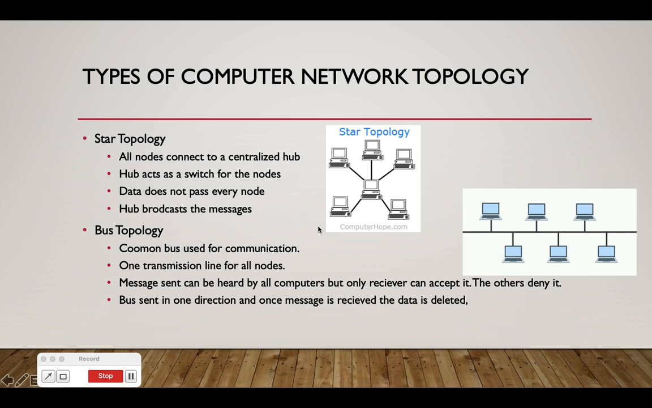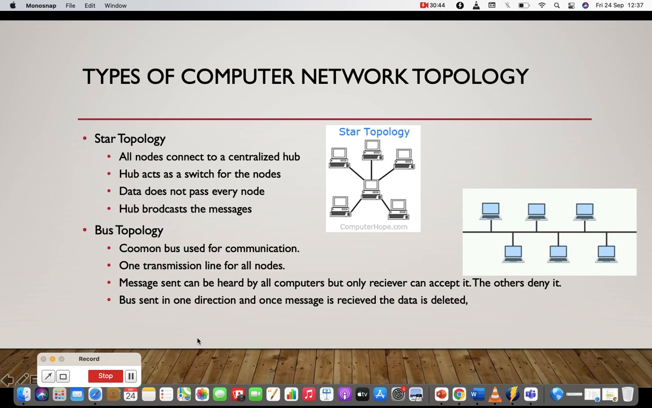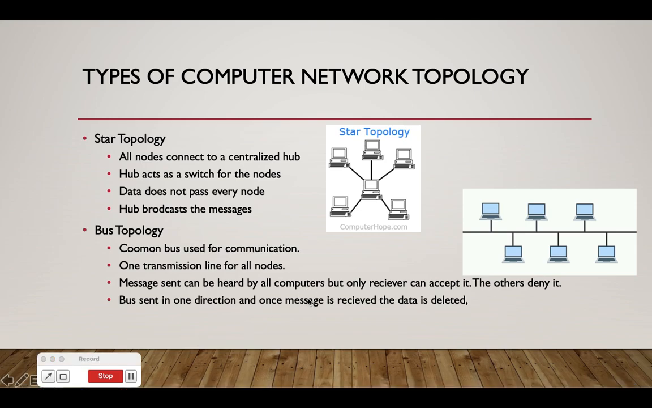Next, we have bus topology. There's a common bus used for communication and one transmission line for all the nodes. The message sent can be heard by all the computers, but only the receiver can accept it. So all the other computers deny it. The bus is sent in one direction, and once that message is received, that data is then deleted.